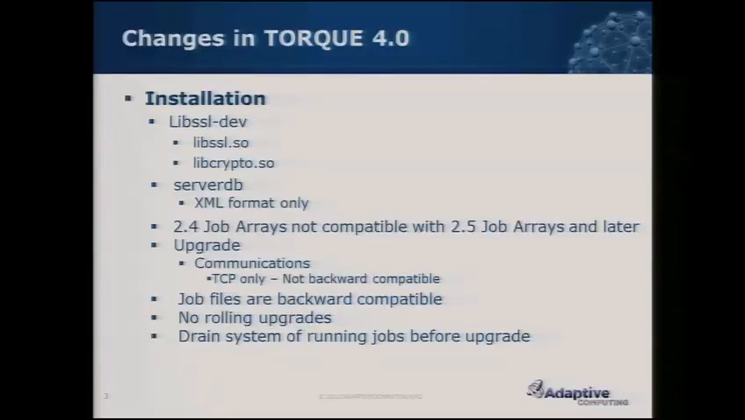We changed our communications, so it's all TCP. RPP, UDP is gone, and that's what the MOMs generally use to talk to each other. The status updates to the server were done over UDP, and that's all TCP now. So we're not backward compatible, so it's an all or nothing upgrade, but only the communications isn't backward compatible. You're not going to have to drain all your job files. So like I say, make sure you drain all of your running jobs, and any jobs that are still queued, they'll upgrade just fine, with the exception, of course, of 2.4 job arrays.